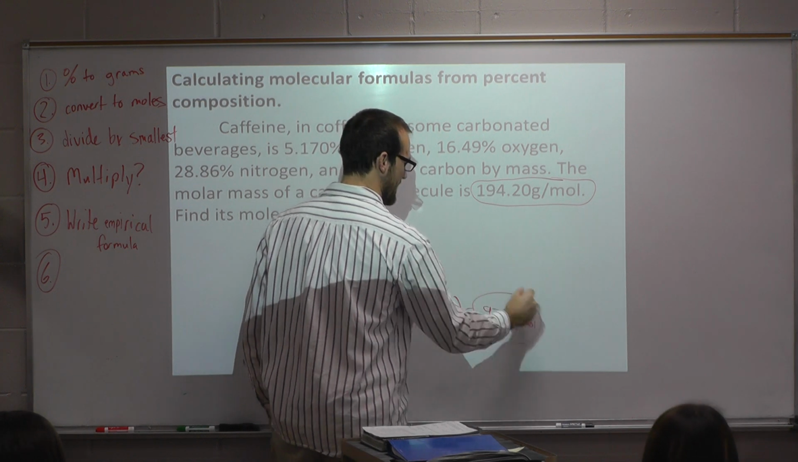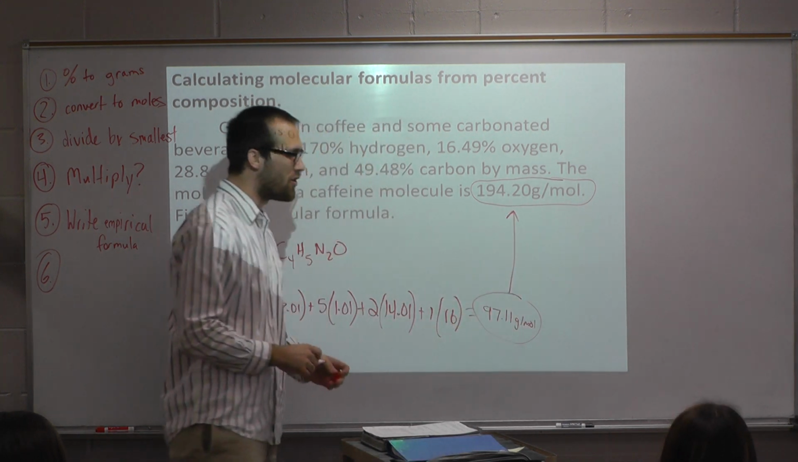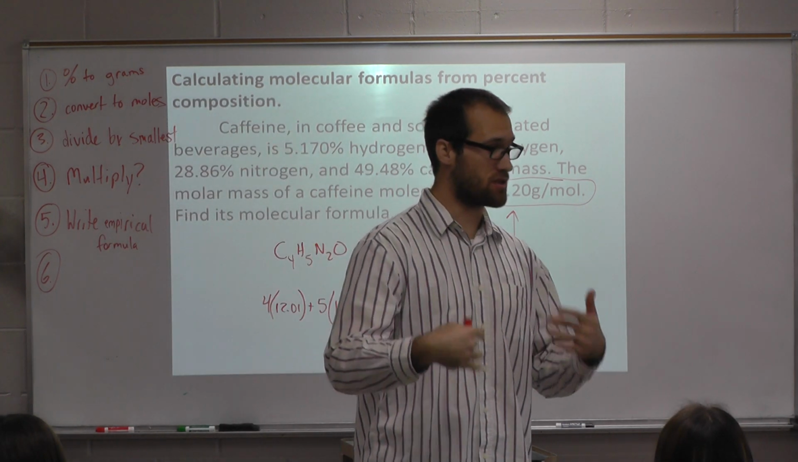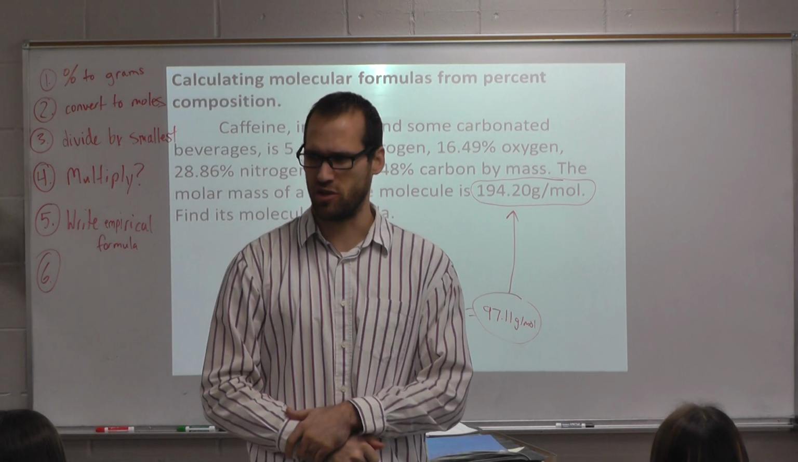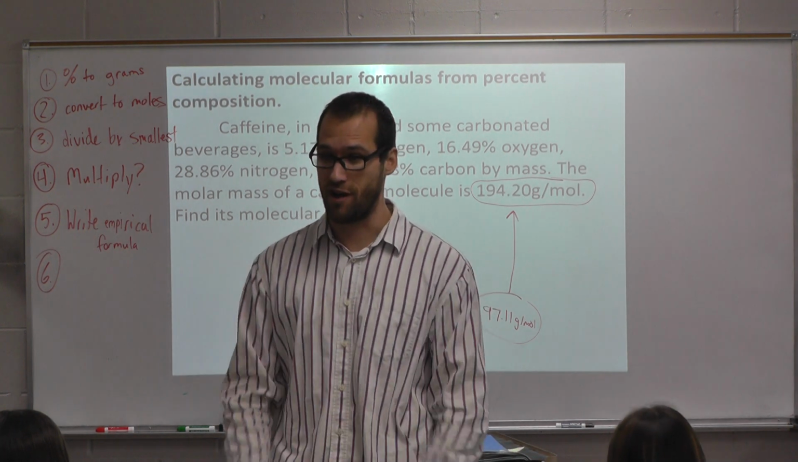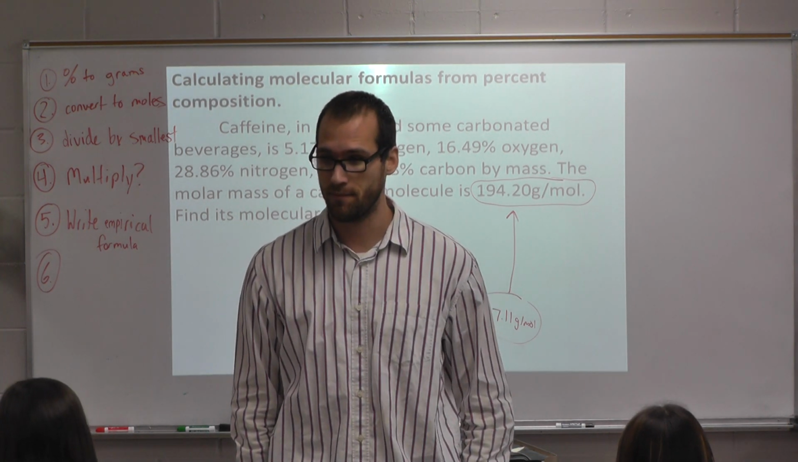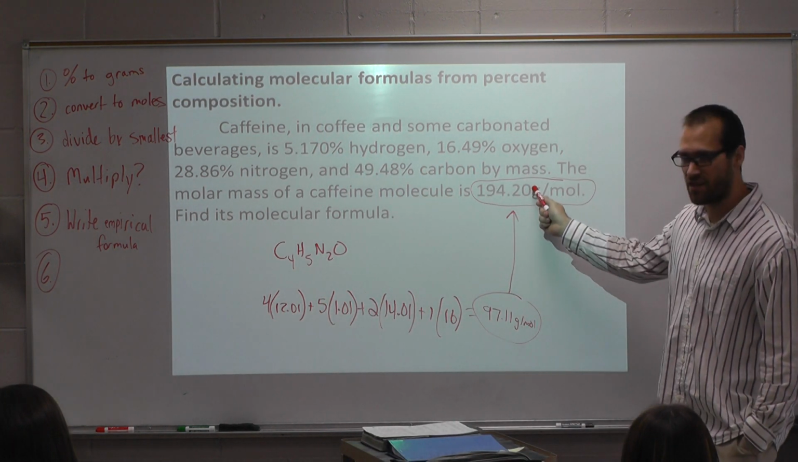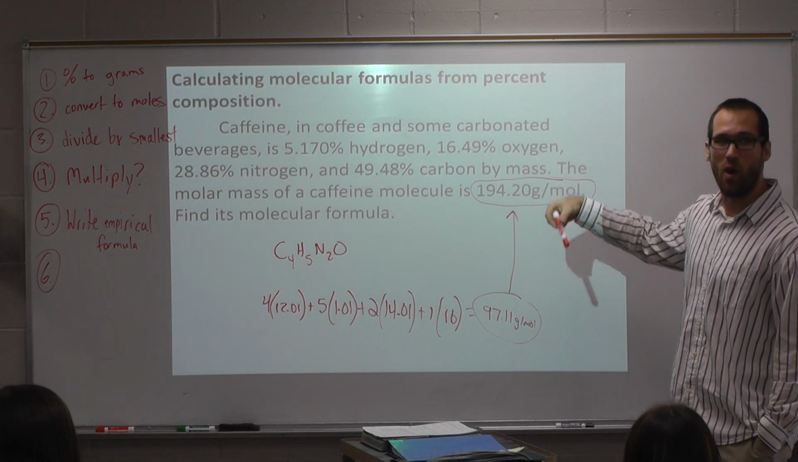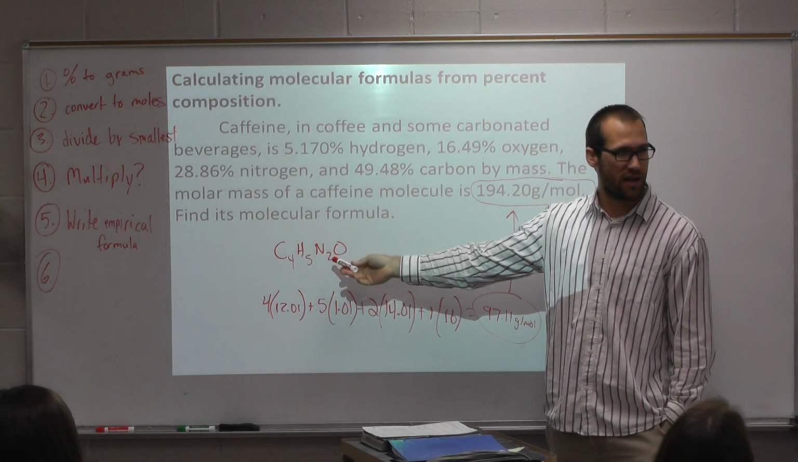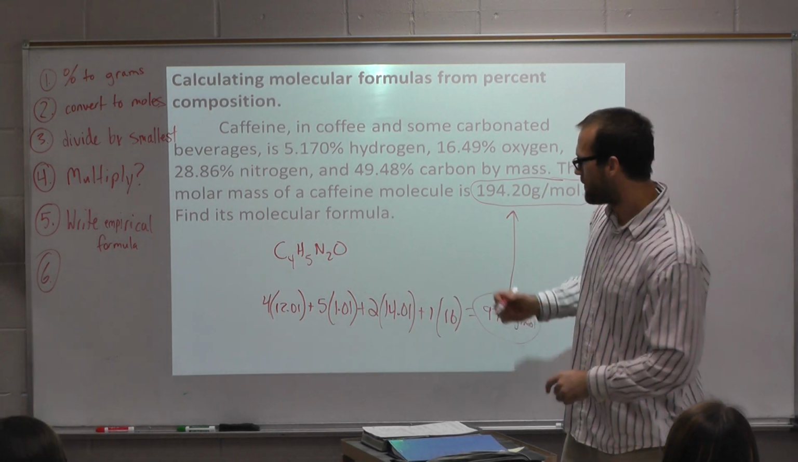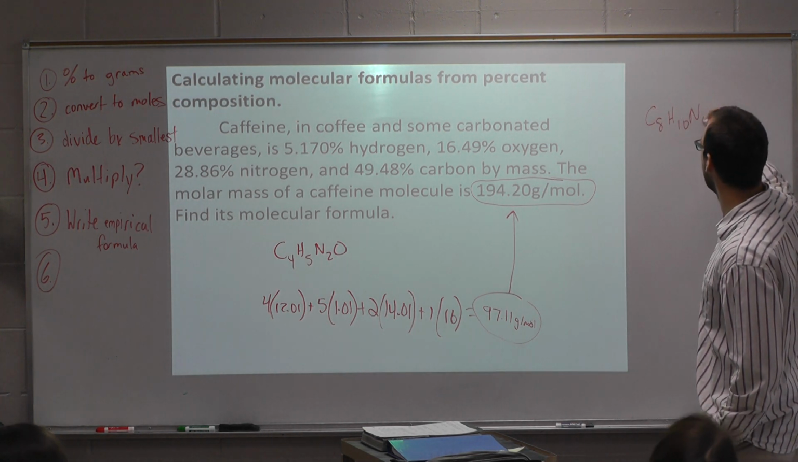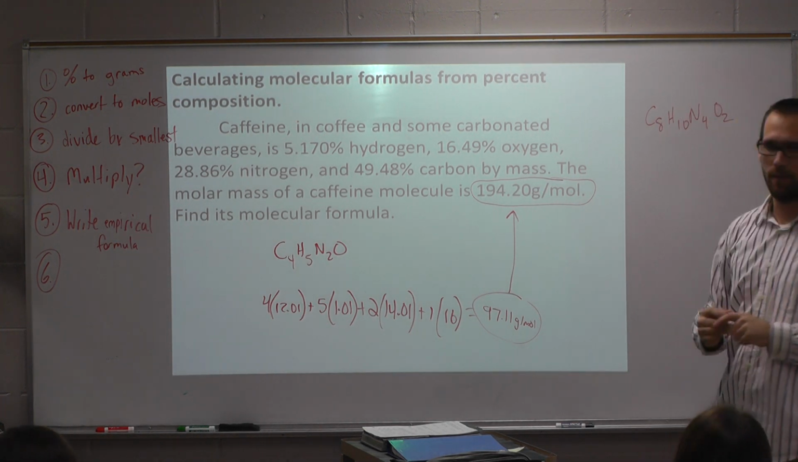Now, this is not the same as this, but we know the empirical formula will always be the simplest multiple of the molecular formula. So we should be able to just multiply it by a whole number. If I take this and multiply it by 2, it gives me this, which means I'd have to double the formula. So C8H10N4O2. Yep.